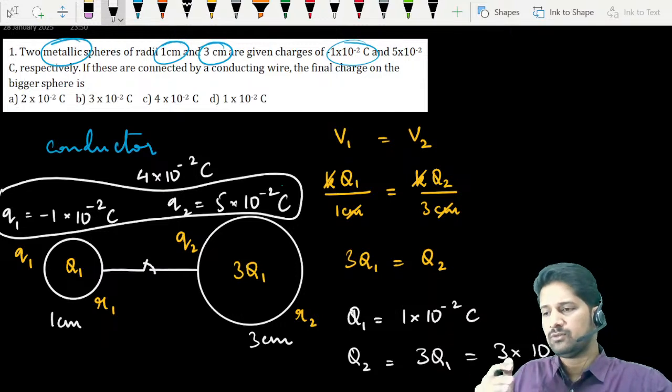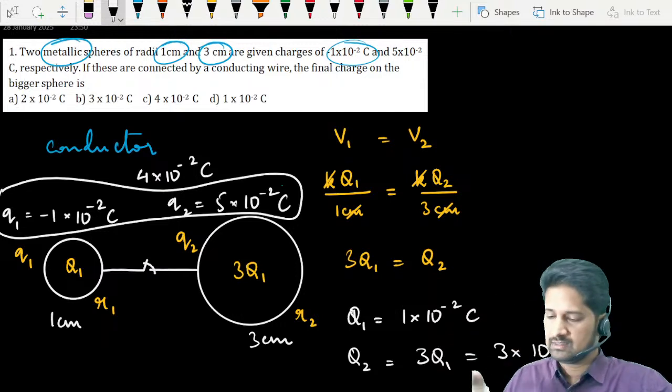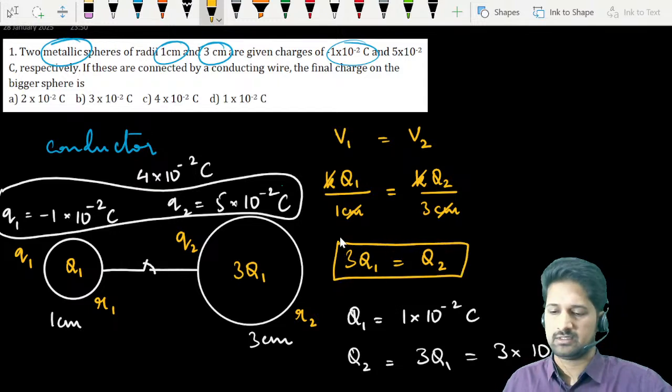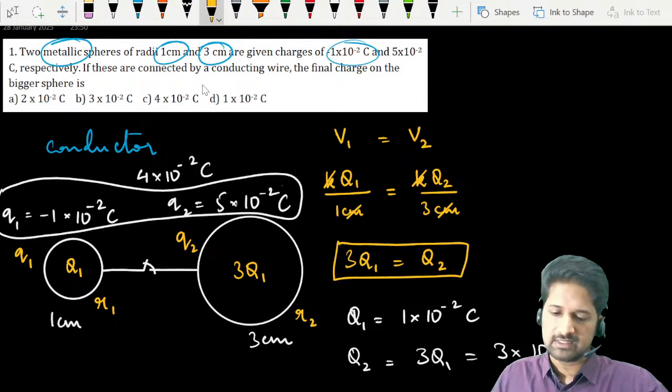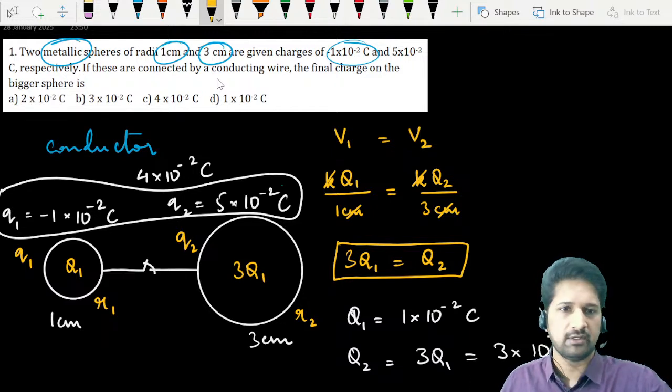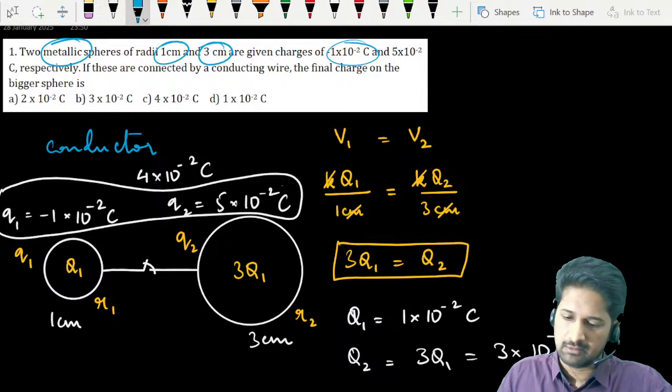That way you can split the total charge in the ratio that you have derived by equating the final potentials. So the question is asking the final charge on the bigger sphere. The bigger sphere is the one which has 3q1 charge, which is 3 into 10 power minus 2 coulombs. So that will be the correct answer.